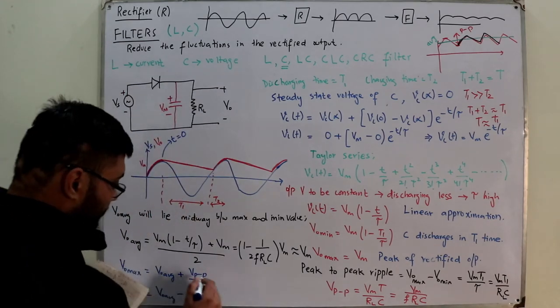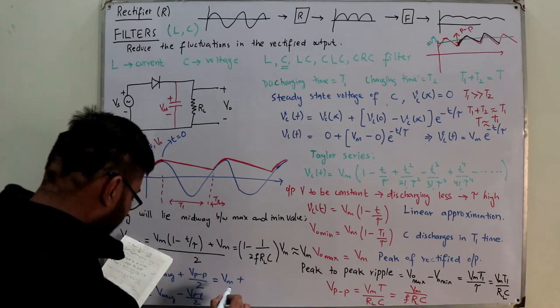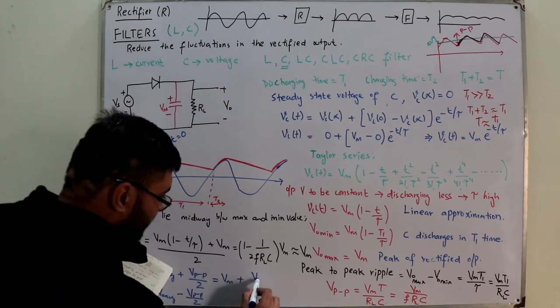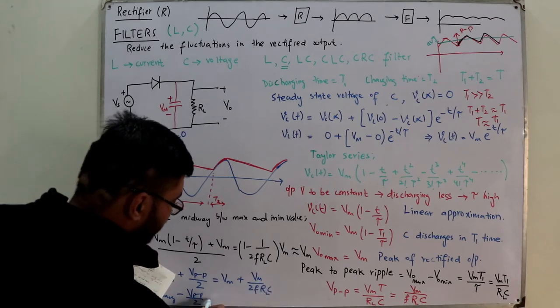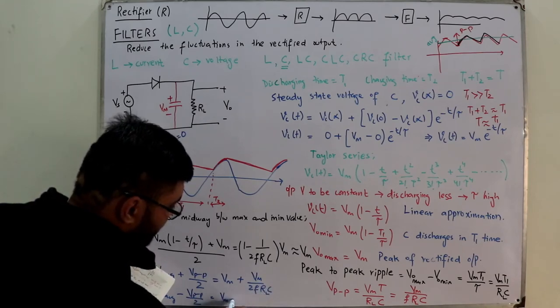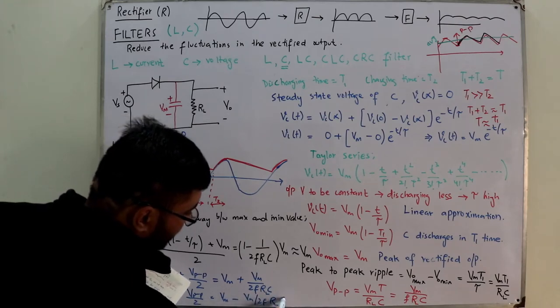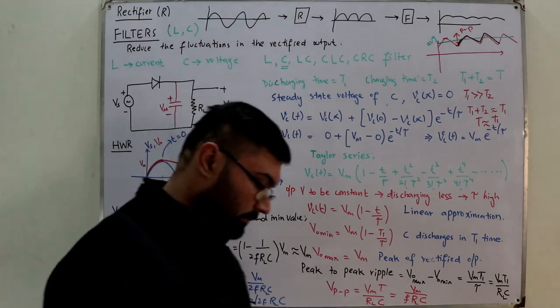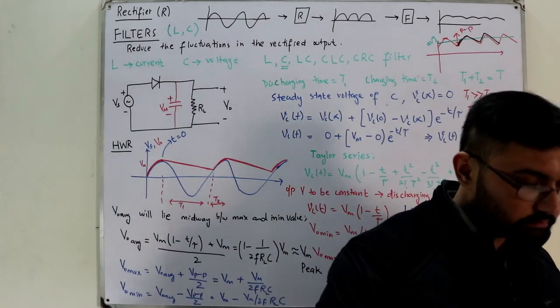So you have V naught average is Vm plus Vm by 2 FRC, right? And similarly over here you have Vm minus Vm by 2 FRC. Isn't it like this? It is.